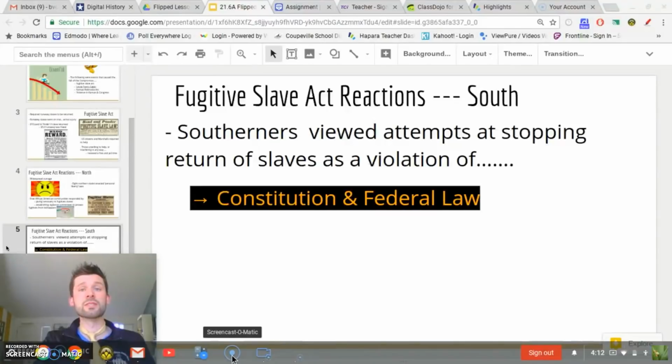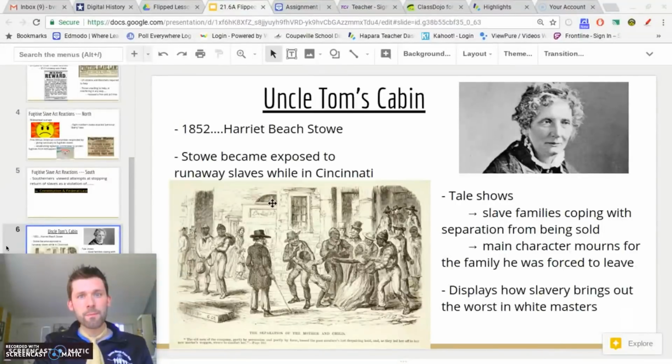The next thing we'll talk about is another event that you wouldn't think could start the downfall of it, but it definitely shows you how culture can begin the downfall of law. Uncle Tom's Cabin. The book was written in 1852 by Harriet Beecher Stowe.